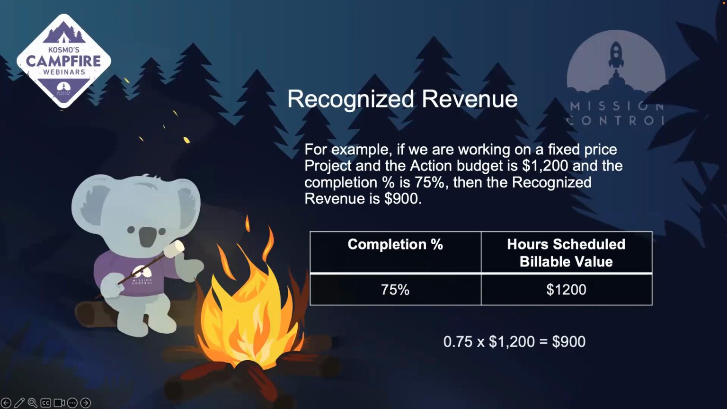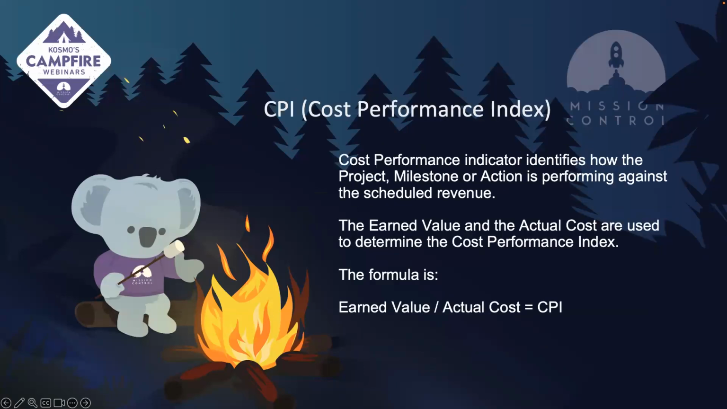Now, getting into the definition of your CPI and SPI before we jump into the demonstration, your CPI will account for your cost performance. So that is going to relate to your scheduled revenue. And this calculation takes your earned value and the actual cost. So you will be dividing your earned value by the actual cost of the rates and hours completed.